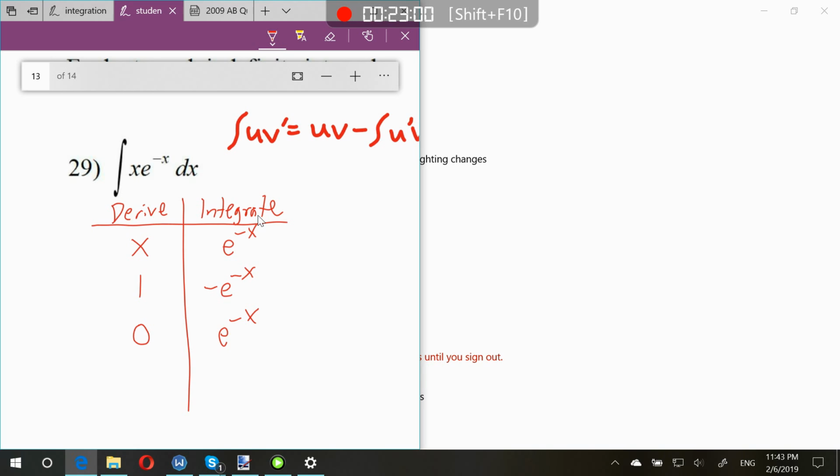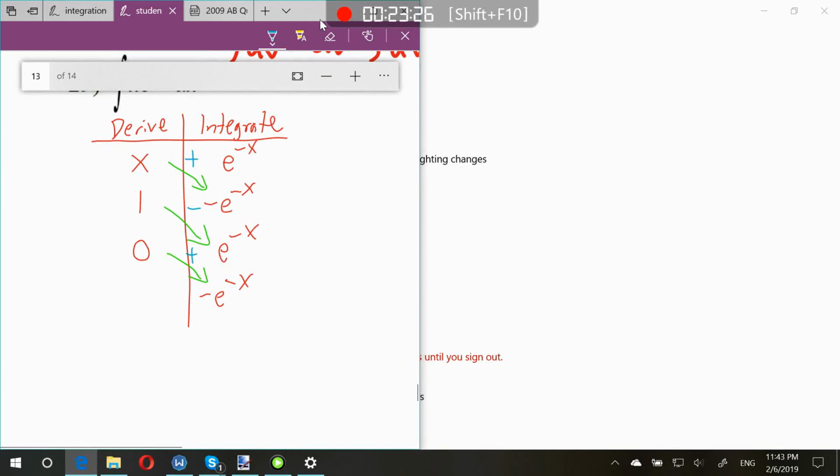Okay, I'm going to do one more step. What happens if I integrate e to the negative x? Negative e to the negative x. Okay, what do I do next? Put the arrows. And then put plus and minus and plus. So plus, minus, plus. Okay, now what?